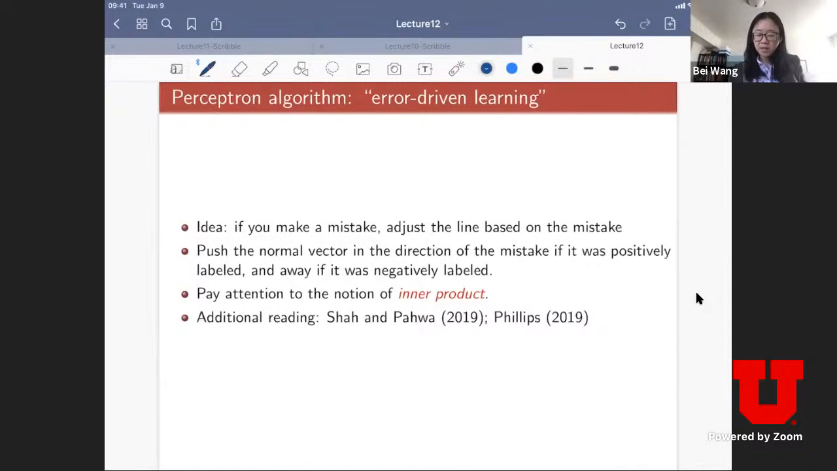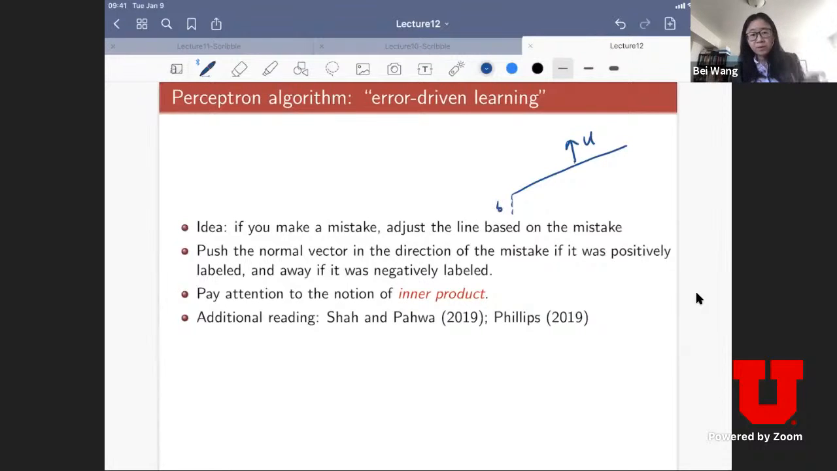Remember I said the linear classifier can be described by a normal vector plus an offset parameter. In the perceptron algorithm, if I want to adjust this linear classifier, I'm just going to push the normal vector in the direction of the mistake, right? Toward it if the mistake is positively labeled, and away if it's negatively labeled. Basically, I want to adjust it so that the wrongly labeled point belongs to the correct group. And I'll show you an animation very soon.